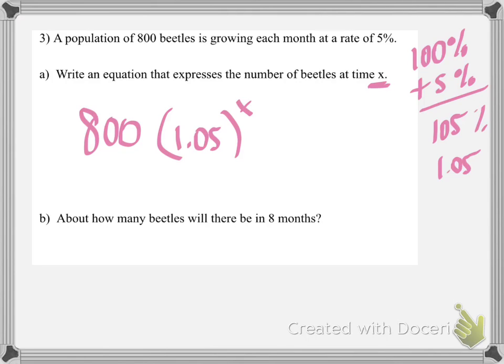So now how many would there be in 8 months? I would just pull up my calculator, and I would type in that formula with x being an 8. And that gives me, again, I'm going to round this since we're talking about a population, about 1,182 beetles.